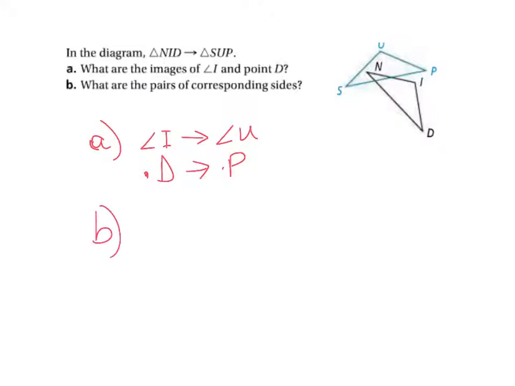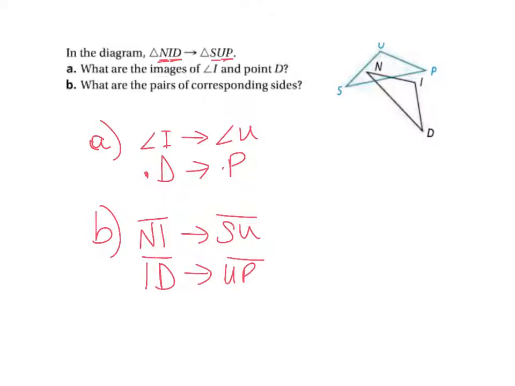All right, for part B, what are the pairs of corresponding sides? Again, if the picture makes sense, you can trust the picture, or just go with the letters. NI corresponds to SU. Or I could go ID corresponds to UP. And then my last option, I could go N to D maps to S to P. So ND maps to SP. Those are the corresponding sides.